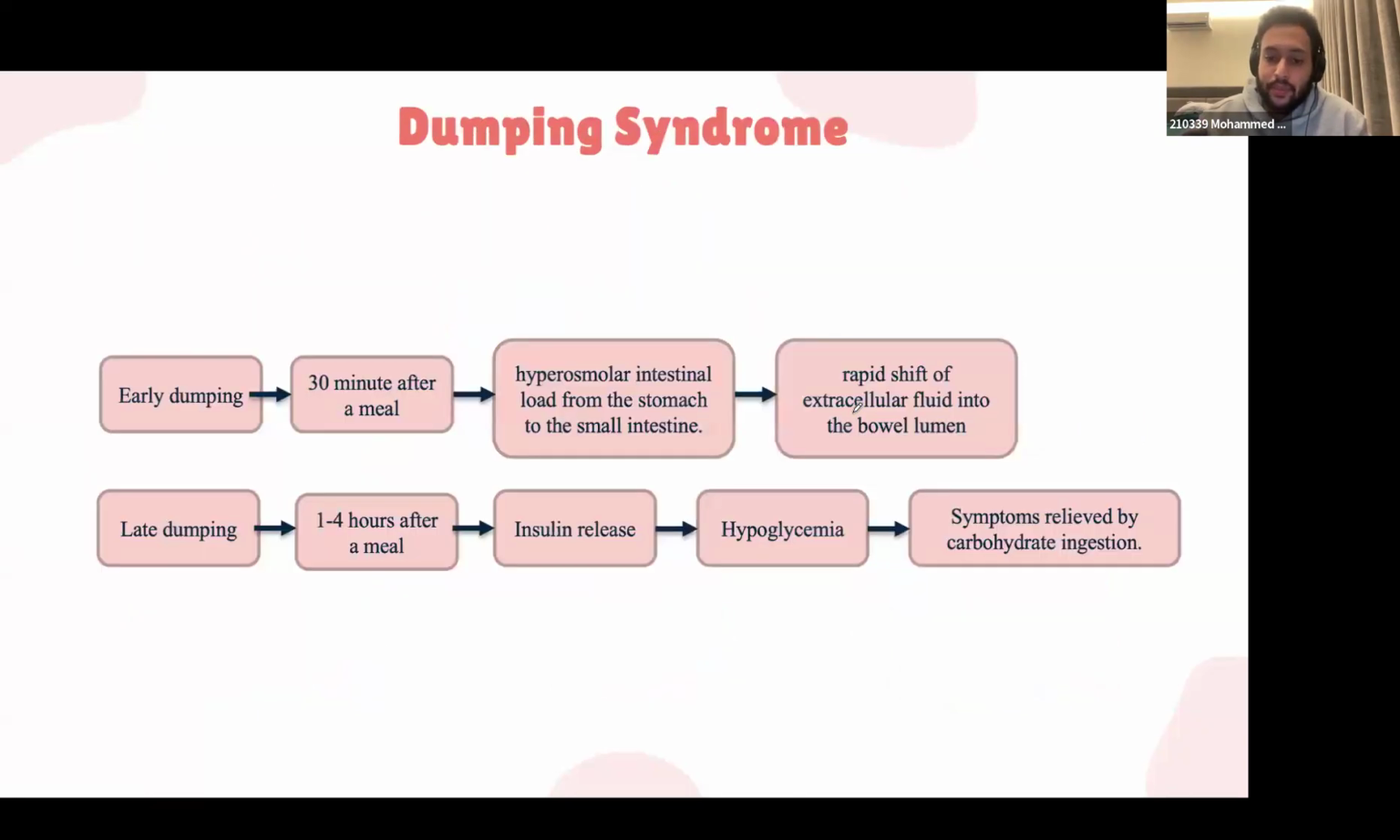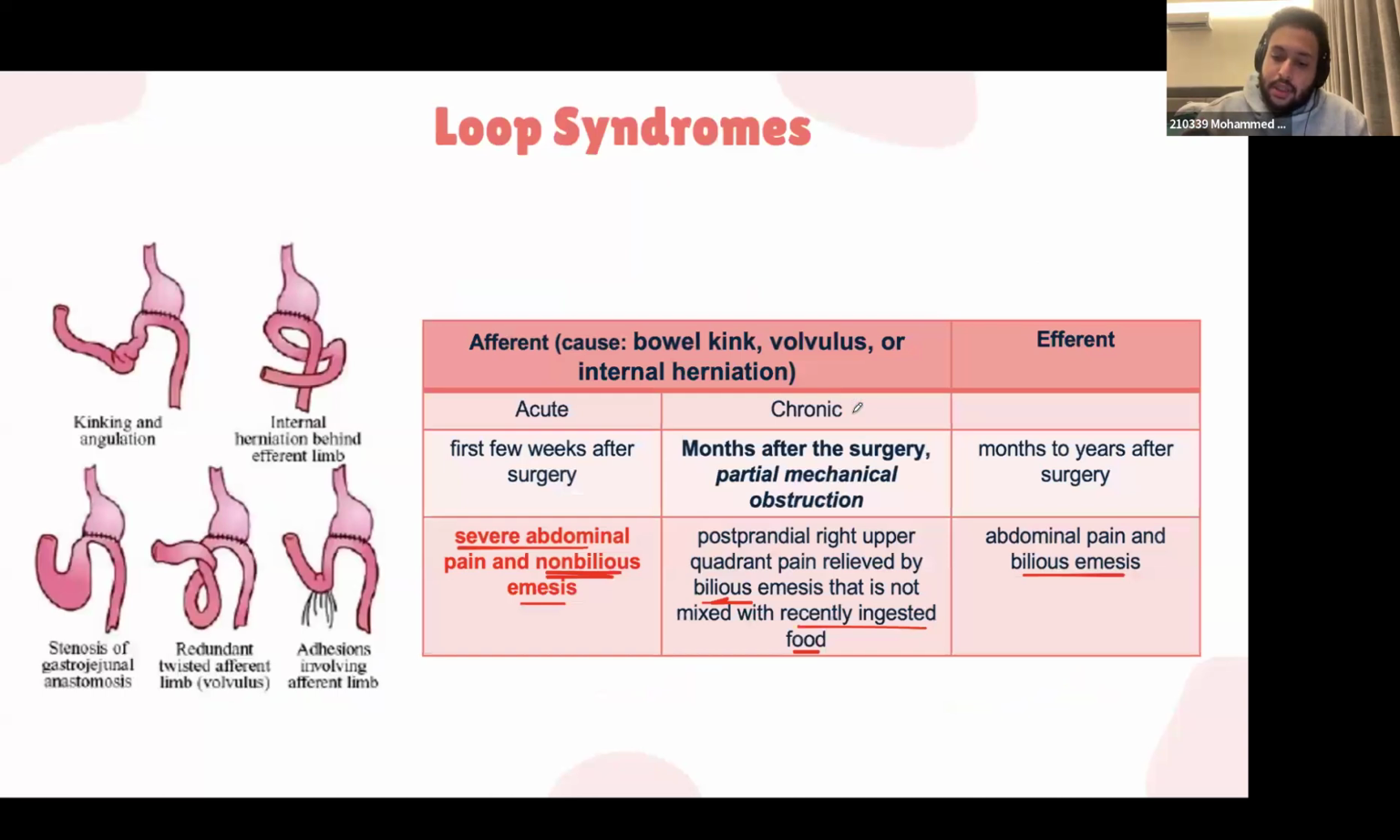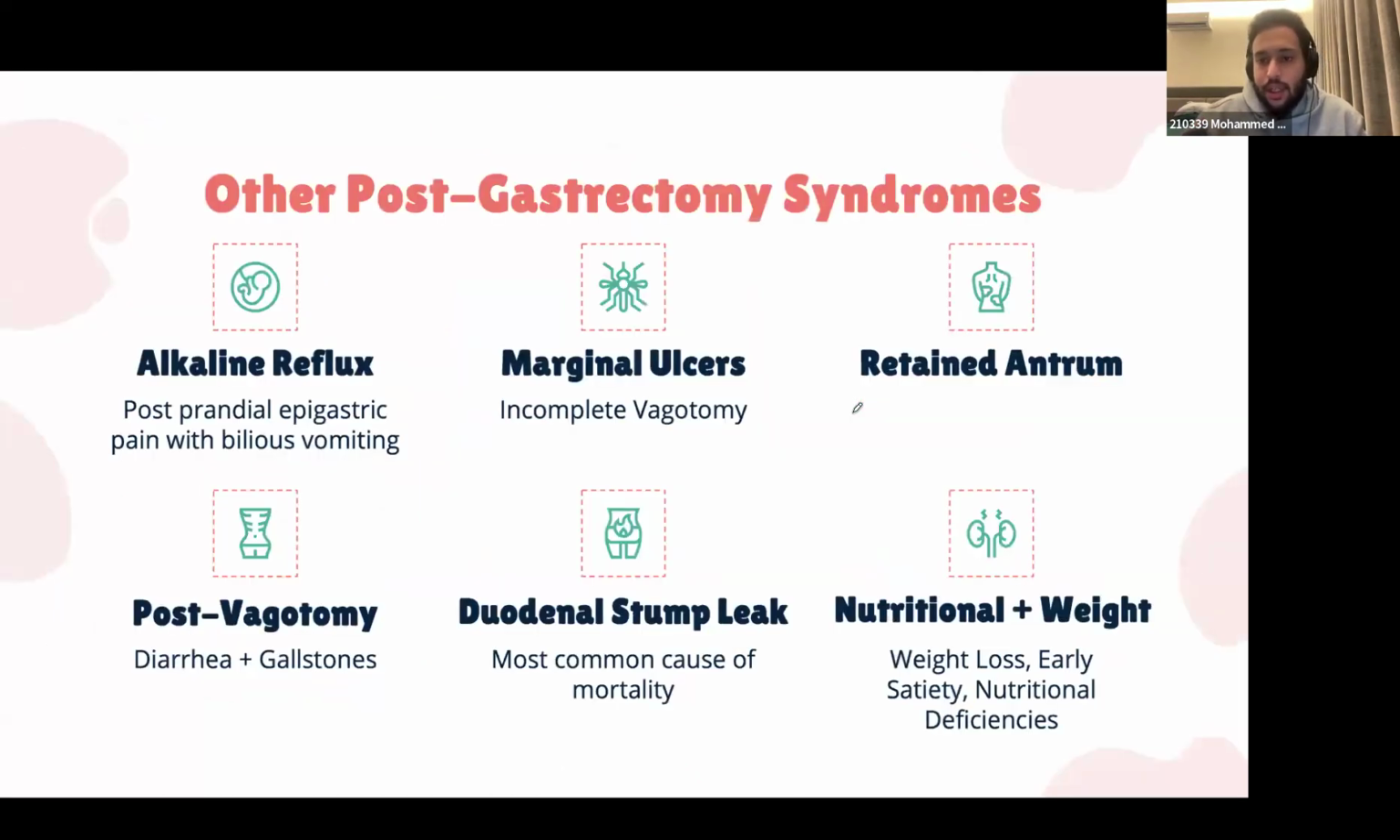And then nutritional and weight issues. Obviously, you'll lose weight because the amount you can ingest is now very limited. You'll have early satiety, you'll feel full very quickly. And then nutritional deficiencies. What nutritional deficiencies will you get? Number one is vitamin B12. Why? Because the parietal cells, the main important cells in the stomach, secrete intrinsic factor. Without intrinsic factor, because you removed it, they will have pernicious anemia, B12 deficiency. Other than that, you'll have iron deficiency, calcium deficiency, and vitamin B12 deficiency as well. So you'll have these nutritional deficiencies.